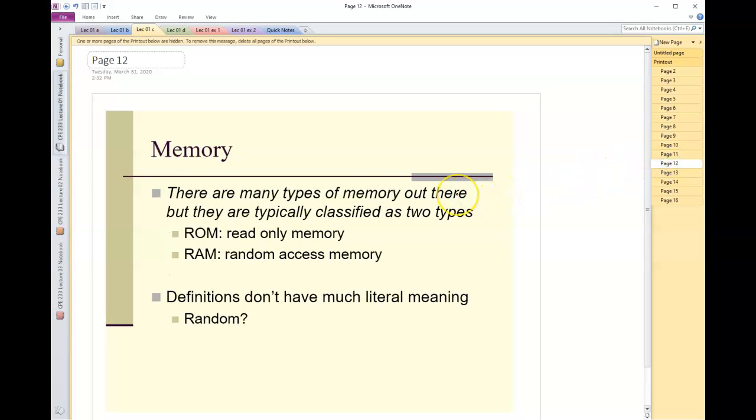So many types of memory out there, like I said, but they're all still classified as ROM and RAM. ROM is read-only memory. RAM is random access memory. It turns out that both these memories, even though they have different names, are both random access. In a normal class, I always ask my class, gee, what does random mean? And no one ever knows. And it's really a simple idea.